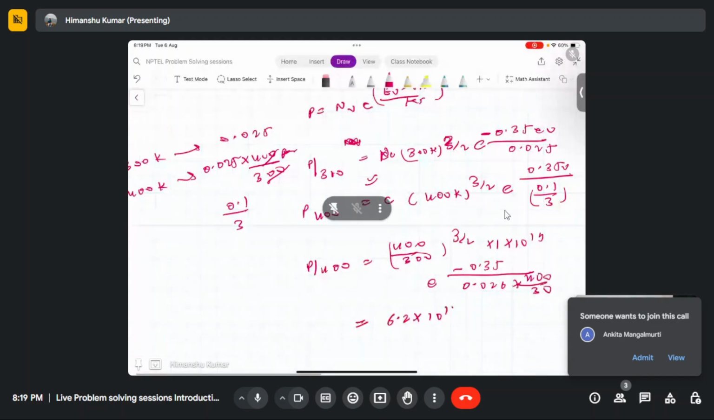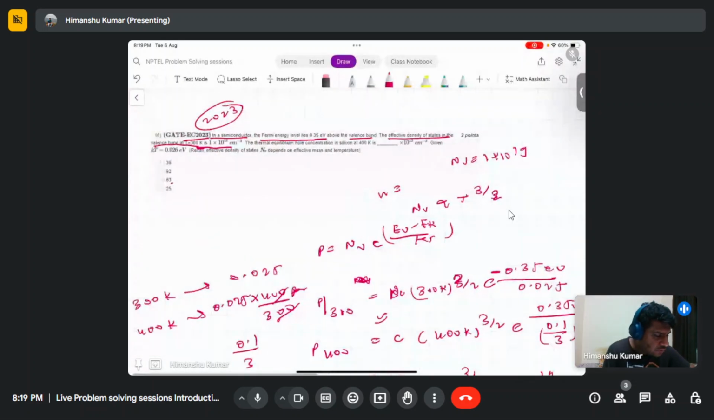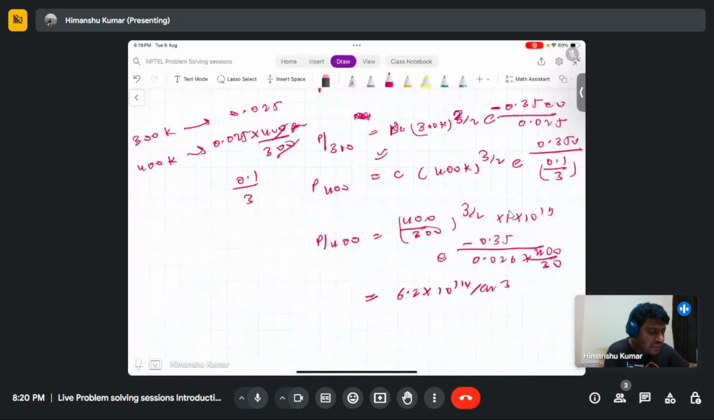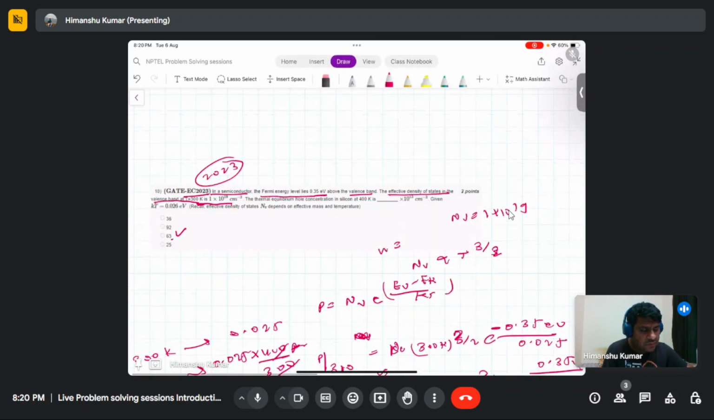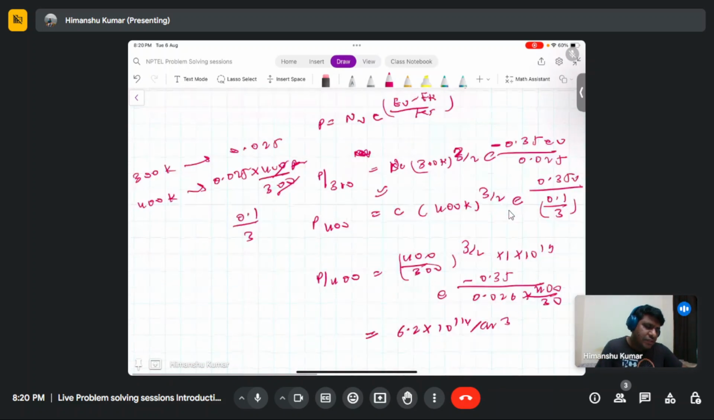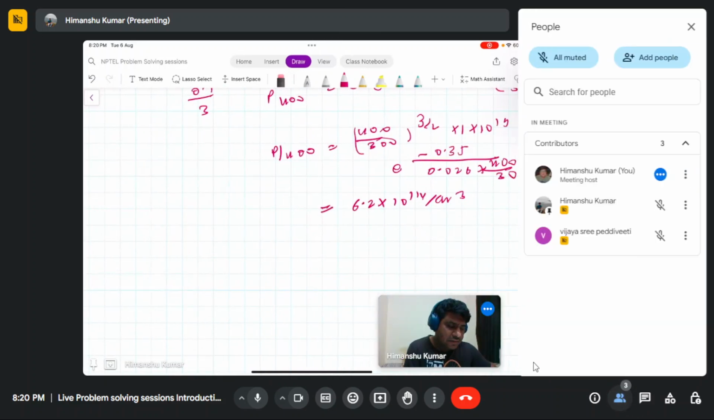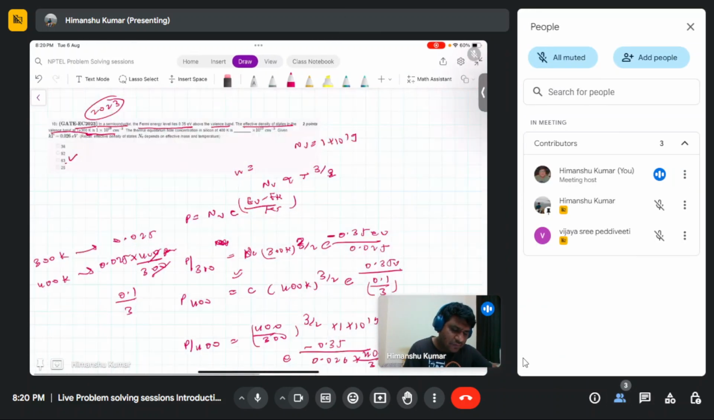So that is the correct answer. The answer is given as 10 power 13, so you need to adjust a decimal point. Approximately the closest matching answer was around 63.0. So this was the last problem for today.